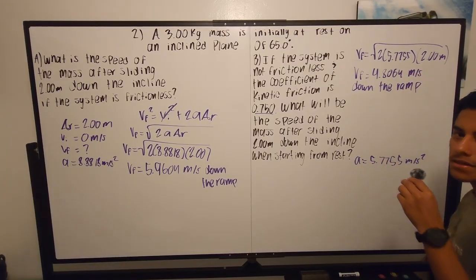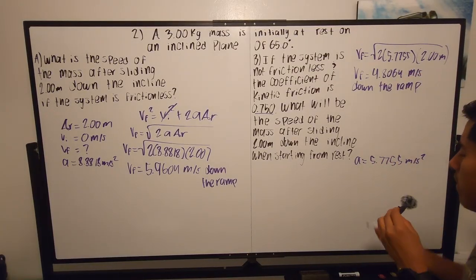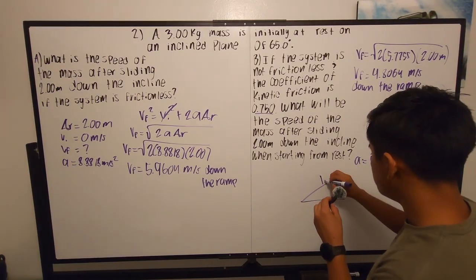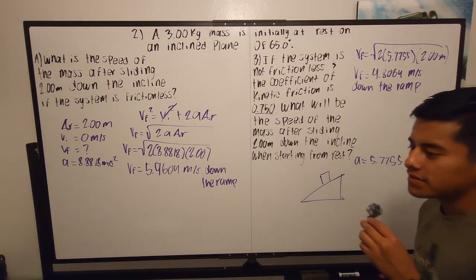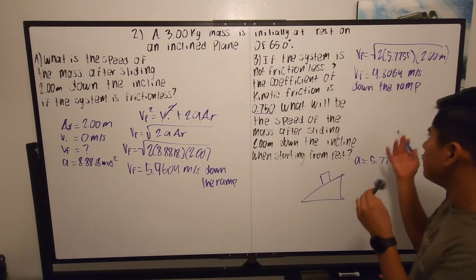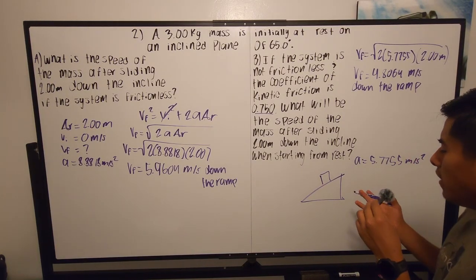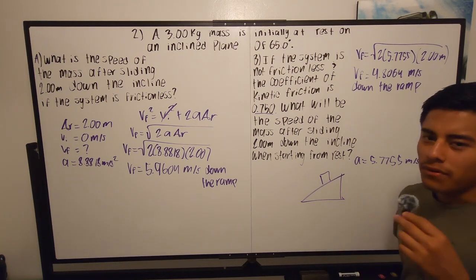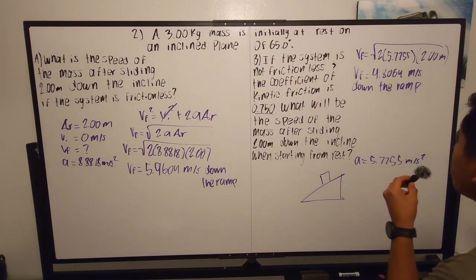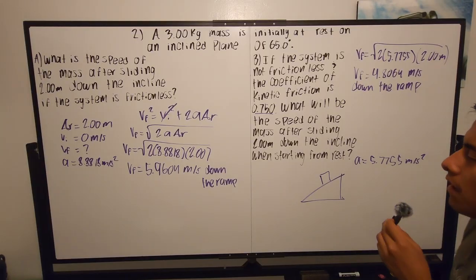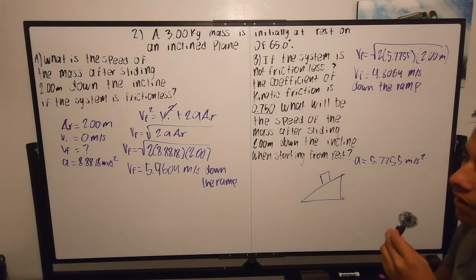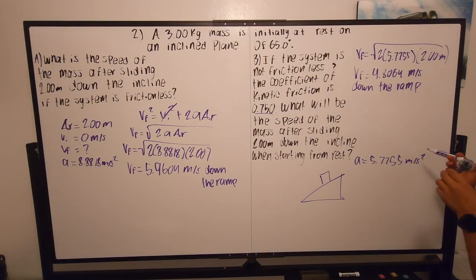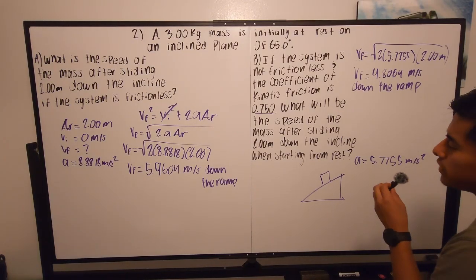Because if you don't write that it's down the ramp, a person that's grading your test, let's say we have the object right here, they could think like you didn't write a direction, so is it going down the ramp or up the ramp? So just make sure that you have the direction mentioned on your final answer. So that is the answer. That is the final velocity when friction is present.